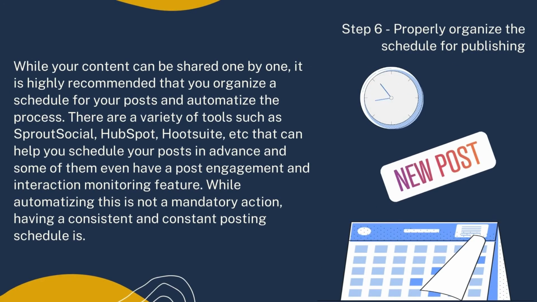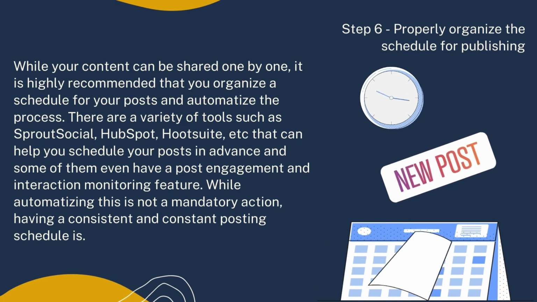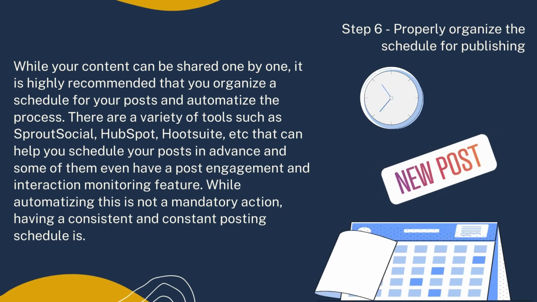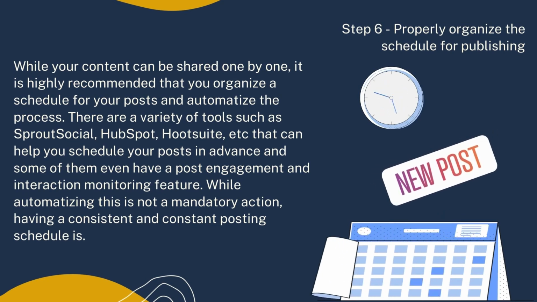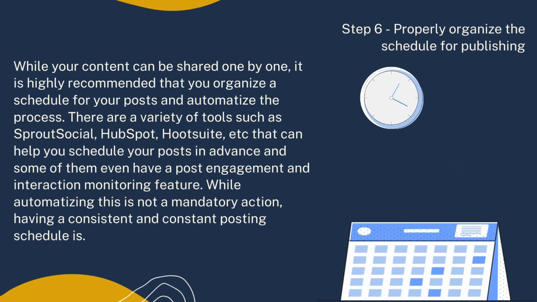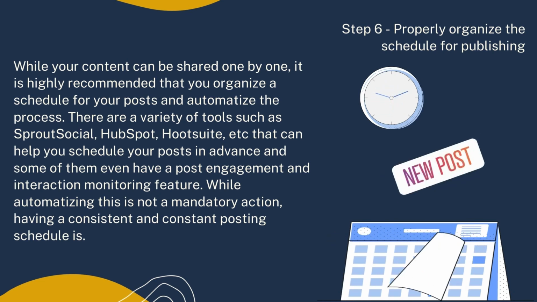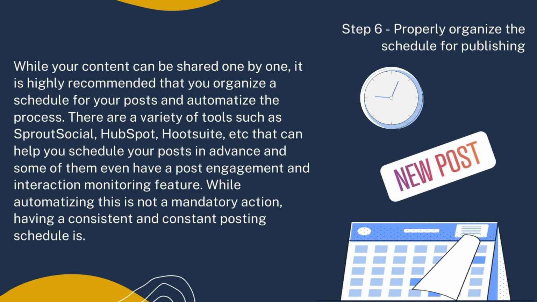Step 6. Properly organize the schedule for publishing. While your content can be shared one by one, it is highly recommended that you organize a schedule for your posts and automatize the process. There are a variety of tools such as Sprout Social, HubSpot, Hootsuite, etc., that can help you schedule your posts in advance, and some of them even have a post engagement and interaction monitoring feature. While automatizing this is not a mandatory action, having a consistent and constant posting schedule is.